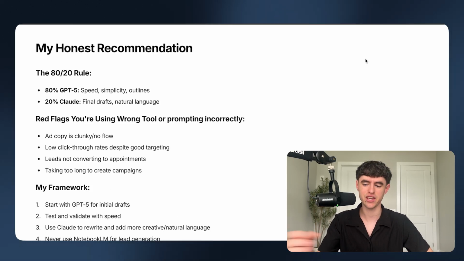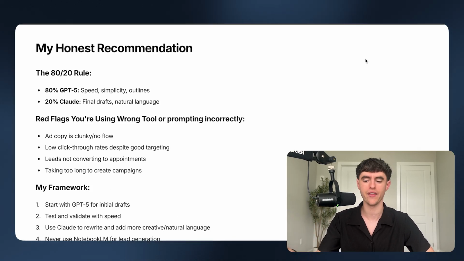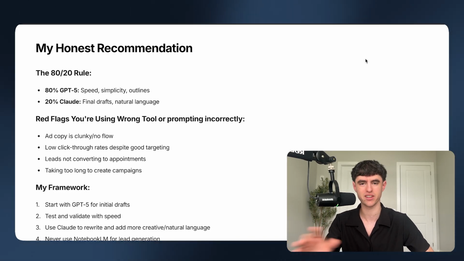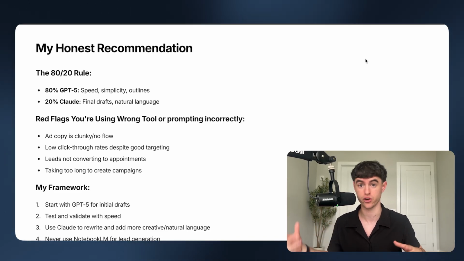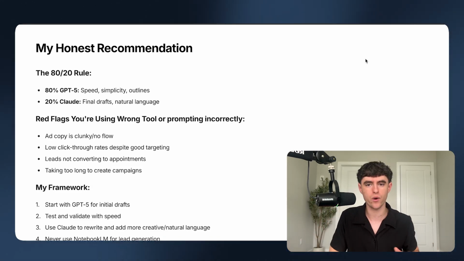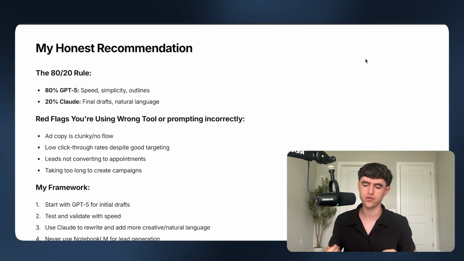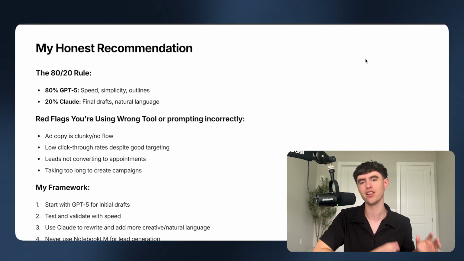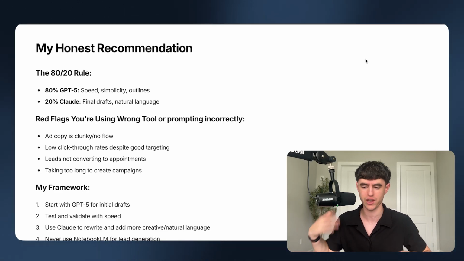Now, my honest take here is the 80-20 rule to apply this. Use 80% of ChatGPT 5 basically for the speed, the simplicity, all the outlines and frameworks of what you're trying to accomplish as far as your ad goals goes. And then use the other 20% for Claude for the final drafts, the natural language, just polish up your already laid out framework in ChatGPT.